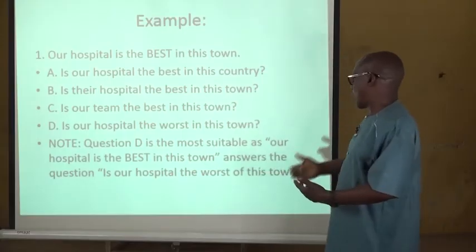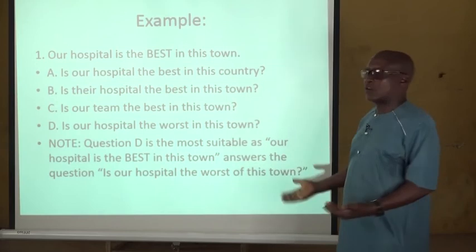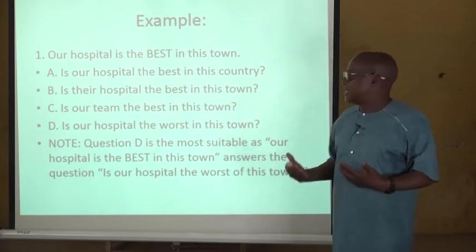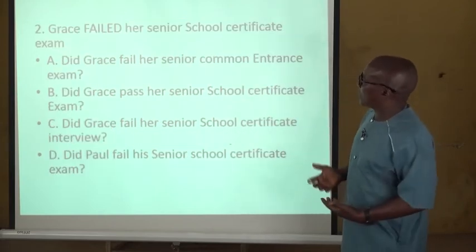This is the last aspect in the test of orals. Note, question D is the most appropriate. Of course, this is the example it has explained, and the answer is, "Our hospital is the worst in the town." Then let's see this.